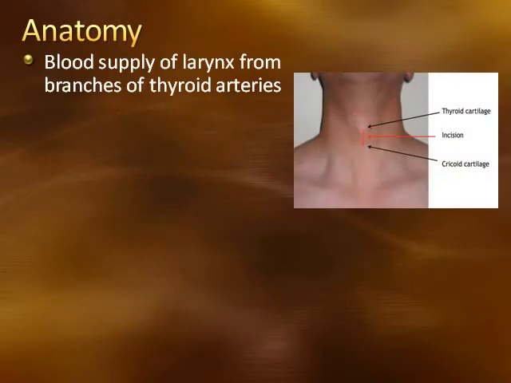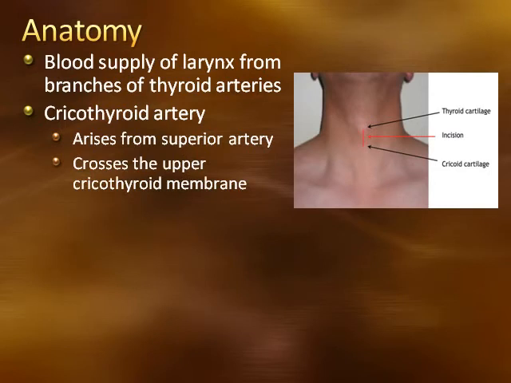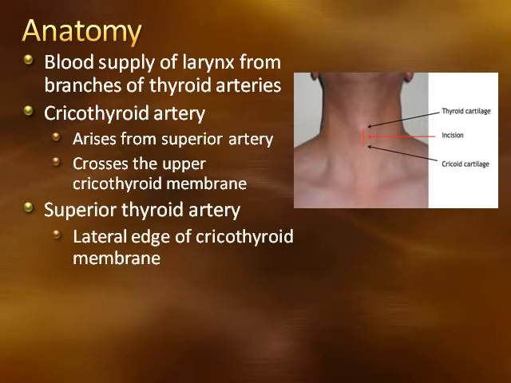The blood supply of the larynx is derived from branches of the thyroid arteries. The cricothyroid artery arises from the superior thyroid artery itself, the first branch given off from the external carotid artery, and crosses the upper cricothyroid membrane, which extends from the cricoid cartilage to the thyroid cartilage. The superior thyroid artery is found along the lateral edge of the cricothyroid membrane. When planning a cricothyrotomy, the anatomy of the cricothyroid artery and the thyroid artery should be considered.